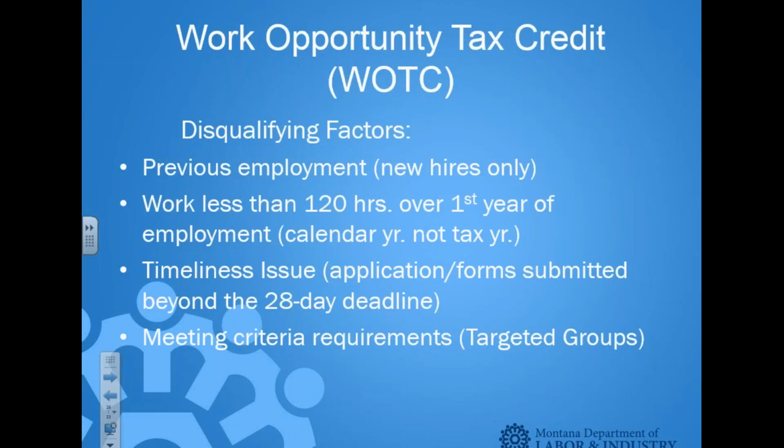Once they are employed with the employer and they've submitted the application and they meet those criteria and they meet the target groups, they will be sent a certification in the mail if indeed they're certified. Even though they've got that certification, they have to work at least 120 hours over the first year of employment. And again, that's calendar year, not tax year. They can work part-time, full-time, or seasonal as long as they meet at least that 120-hour requirement. Anything above that, the credit varies depending on how many hours they work, how much they're paid, and what target group they qualify under. The credit just varies based on that.